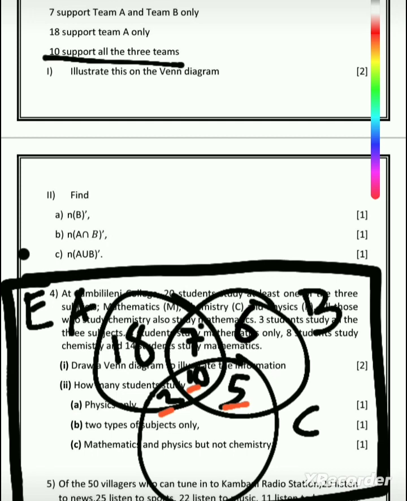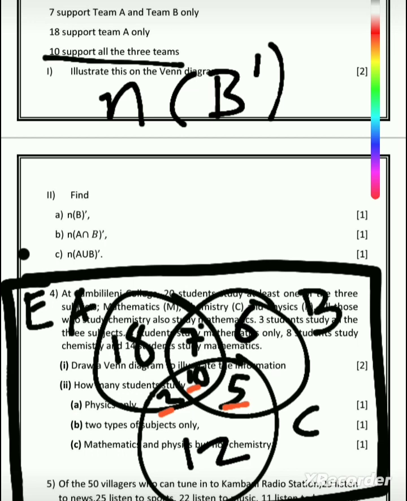So it's 12. 29 minus 17, it's 12. So 12 we're going to put here. This is the set. Okay. So the next question was saying find number of elements in B complement. Number of elements in B complement. Okay. So they are saying we add everything that is outside B.